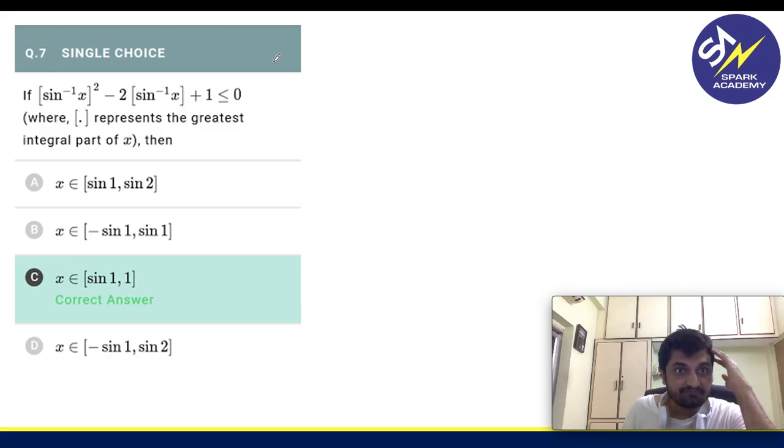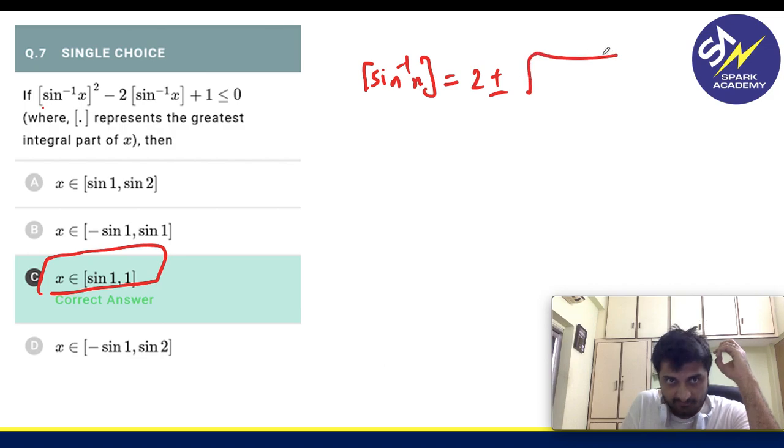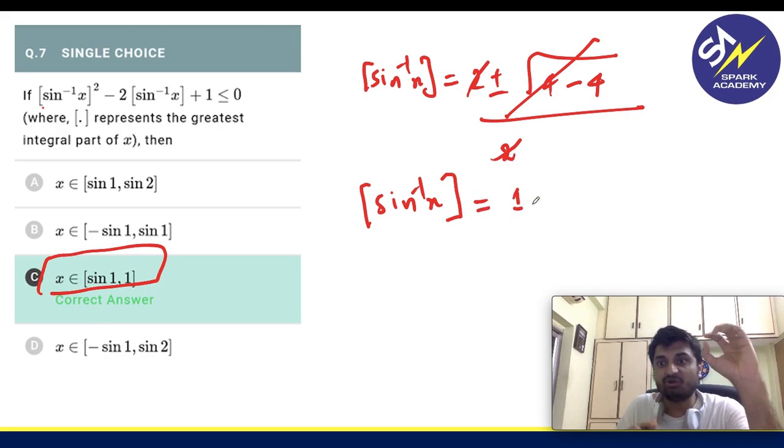Next question. Now x belongs to is what they're asking. So (sine inverse x) whole square plus 2 times sine inverse x plus 1 less than or equal to 0. So this is like a quadratic equation. So sine inverse x, I can write it as minus b plus or minus under root of b square minus 4 into a into c, which is minus 4 into 1, whole divided by 2a. So this is gone. So mod of sine inverse x will be what now? That value should be equal to 1.